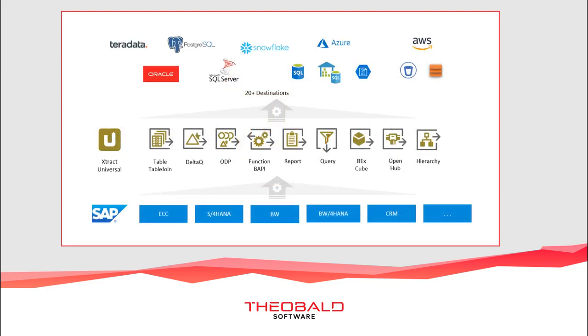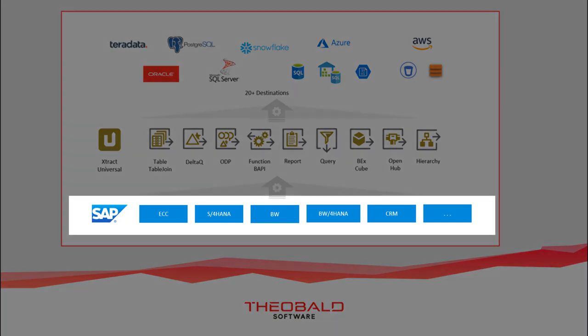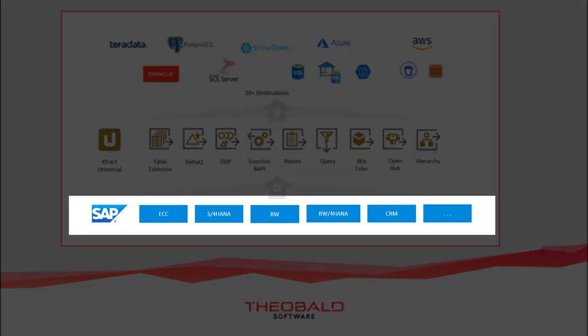A data extraction is made up of three parts. First is connecting to your SAP source. This can be an ECC, BW, S4HANA, BW4HANA, or any SAP ABAP environment.